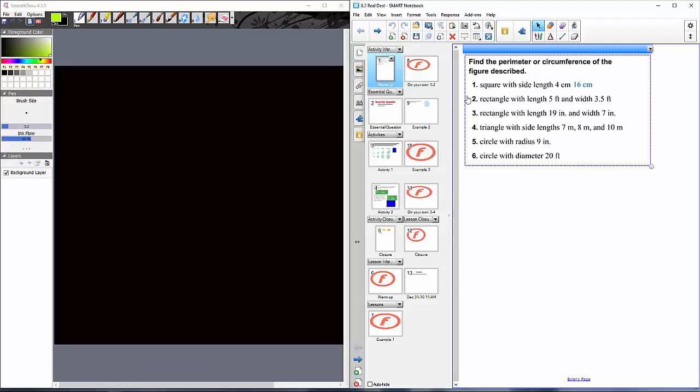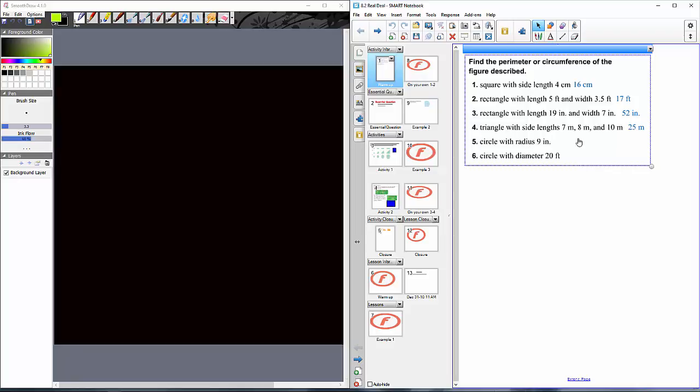Which is 16. A rectangle with a length of 5 and width of 3.5. I would double both of these so I could add them up. I get 8.5 times 2 is 17. This one here is 19 and 7. I'll add those two together. I get 26 times 2 is 52. I have a triangle where I'll add these 3 sides together and I'll have 25.